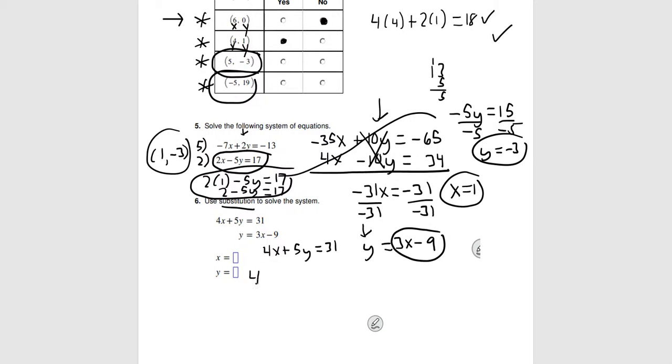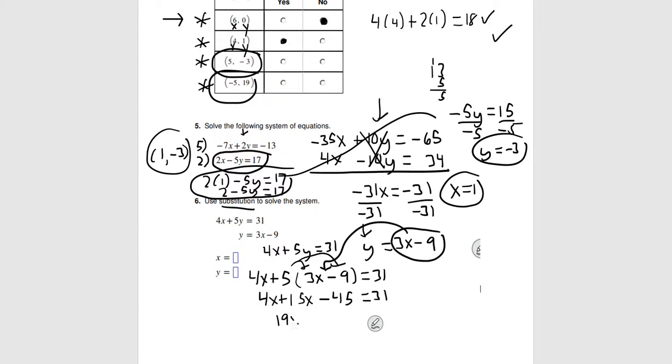So we're going to take our other equation, our first equation, we're going to write it just like it is, but instead of that y, we're going to make a substitution. And the whole reason we make a substitution is so that we can have a new equation that has just one variable. And now we solve by distributing the 5. When we distribute the 5 to both of the terms, 5 times 3x is 15x, 5 times negative 9 is negative 45, and then we have 4x plus 15x minus 45 equals 31.